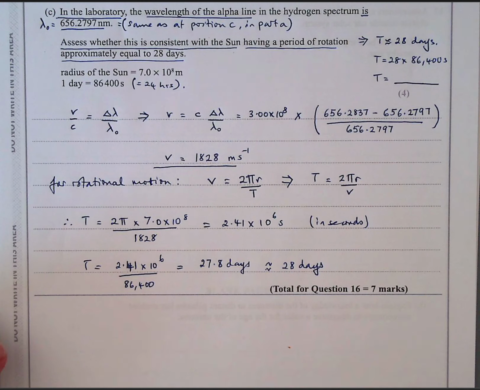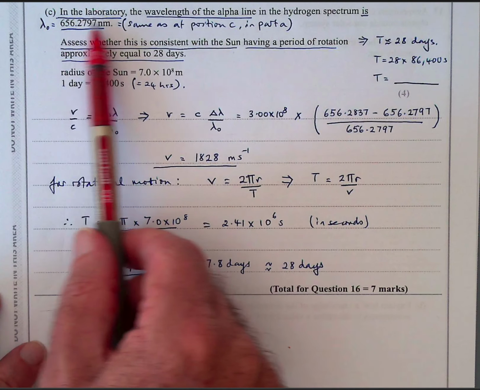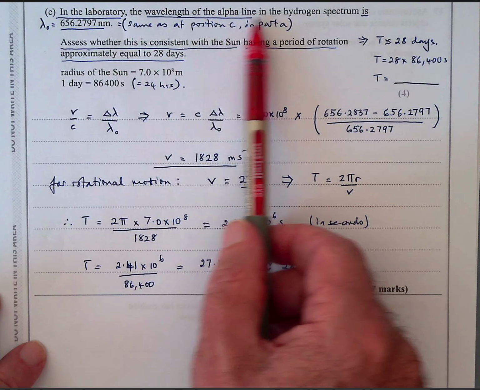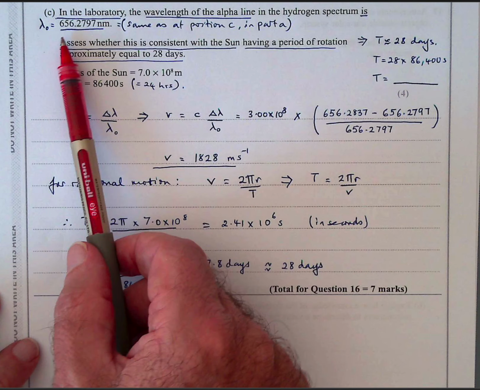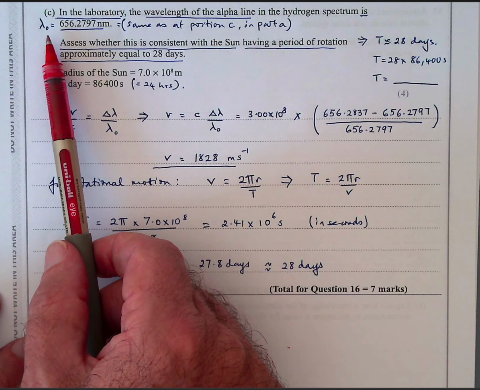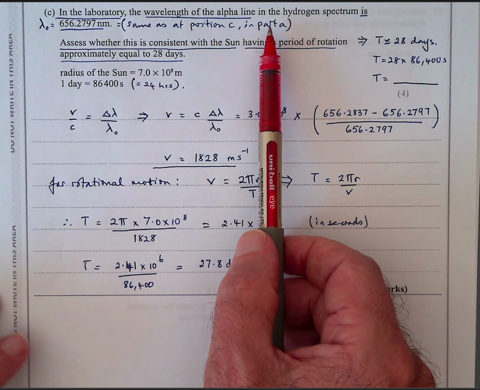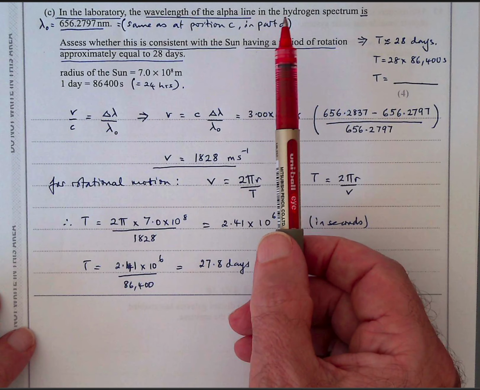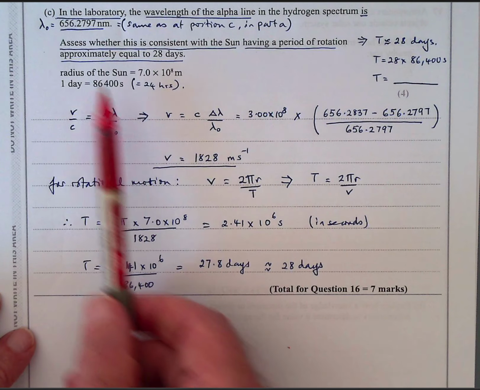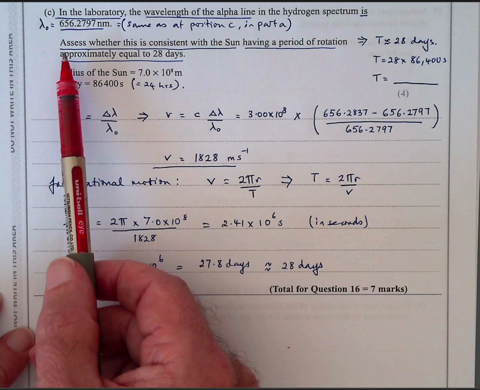And then part C, which is possibly the part where the request for this question to be done was made. In the laboratory, the wavelength of the alpha line in the hydrogen spectrum is the middle value, lambda, so unchanged. I put it as lambda naught just to specifically say it's the same as position C in part A, basically the part that's not rotating relative to the Earth. Okay, it doesn't appear to be. It is rotating, but it's going sideways.